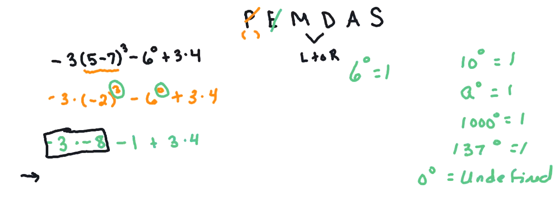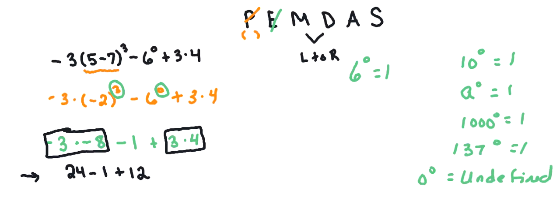Again, a negative times a negative is a positive. 3 times 8 is 24. Then I've got a -1. Then I got a plus sign, but then I've got a times sign again. So I've got to do that. 3 times 4 is 12. Now we've done all of our multiplication.